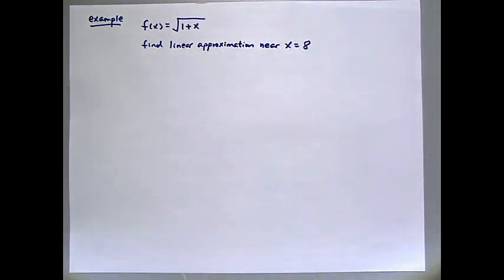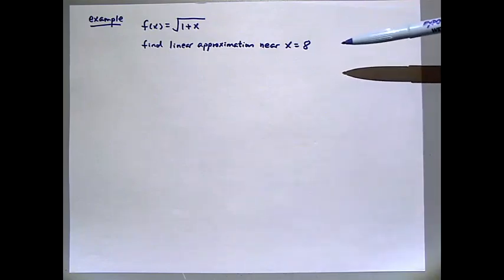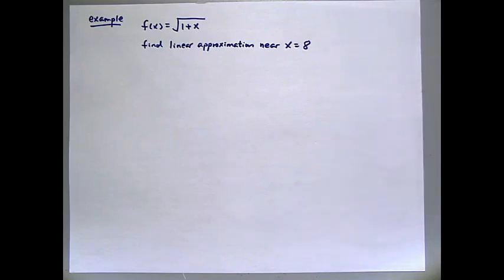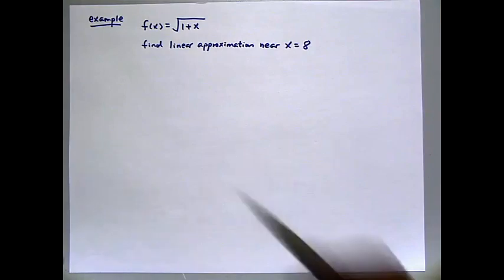And let's find out the linear approximation of that function near x is equal to 8. Okay, so remember on the last page, all we're going to do is to find the equation of the tangent line at 8 and use the y equation, the equation of the line, to replace this.